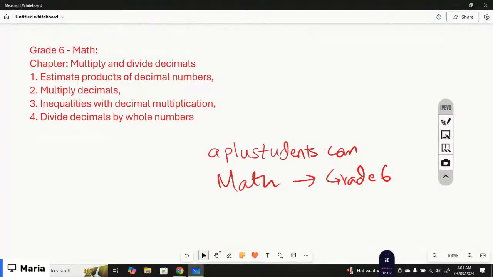There you can find a list of the chapters. We're going to start with the chapter multiply and divide decimals. The lessons we're going to cover today are estimate products of decimal numbers, multiply decimals, inequalities with decimal multiplication, divide decimals by whole numbers.